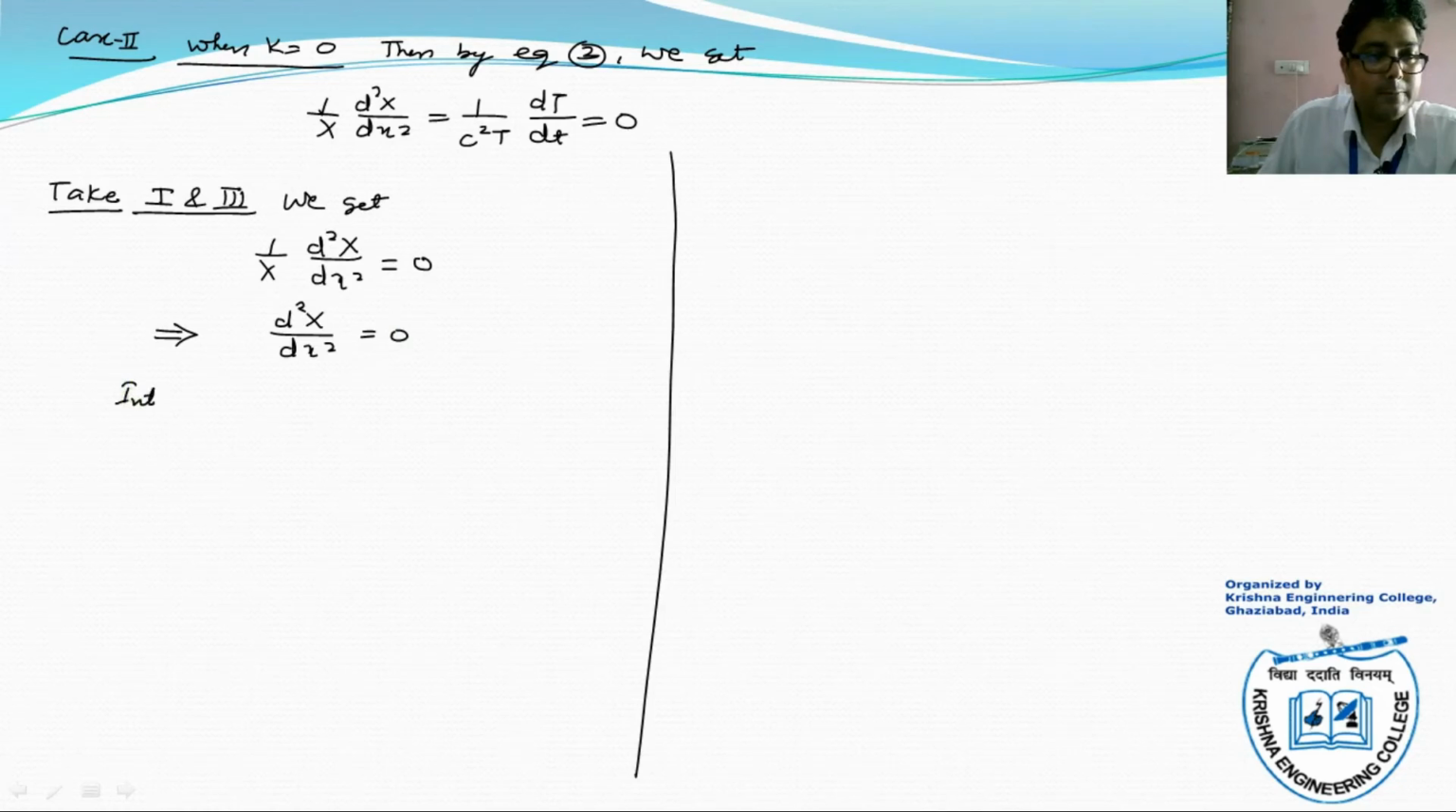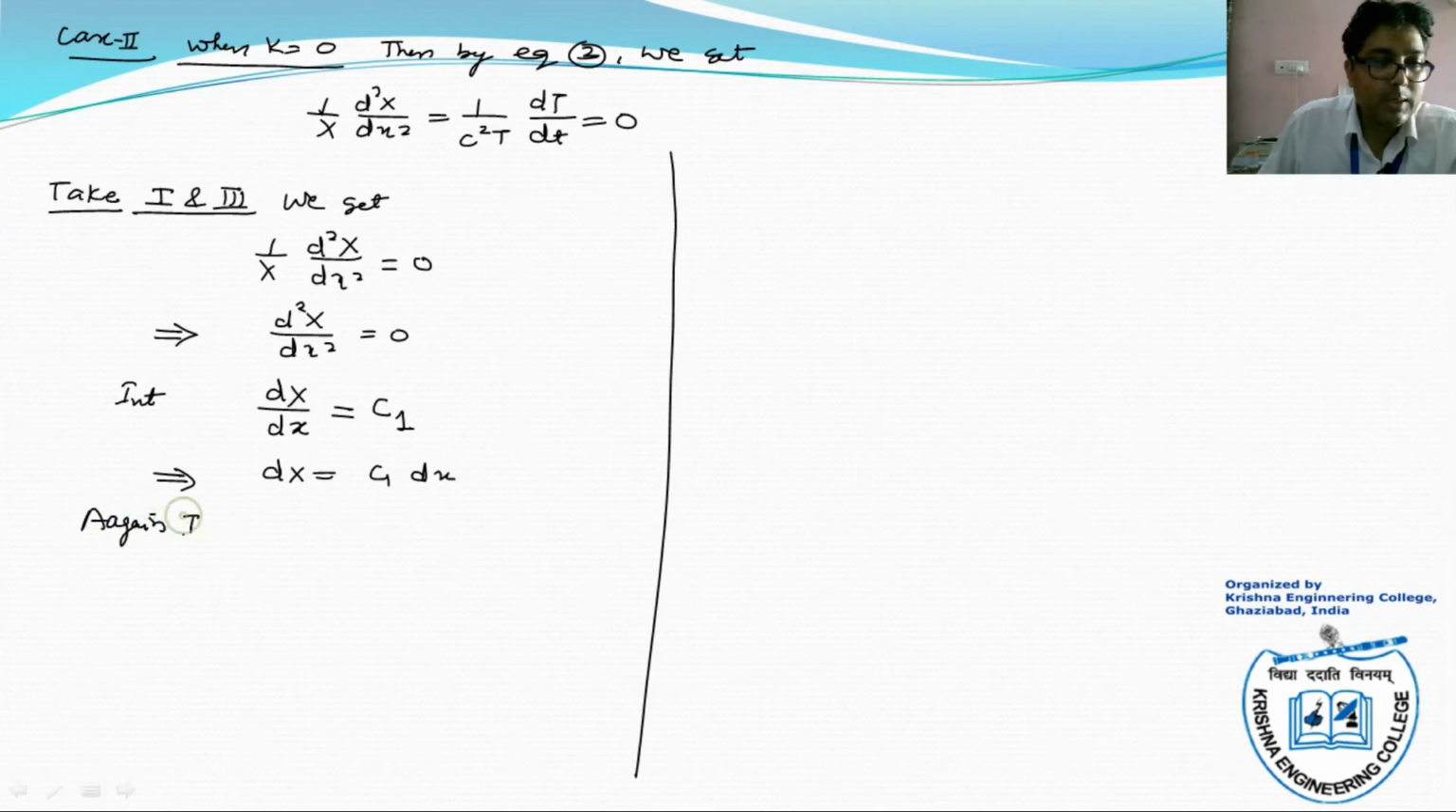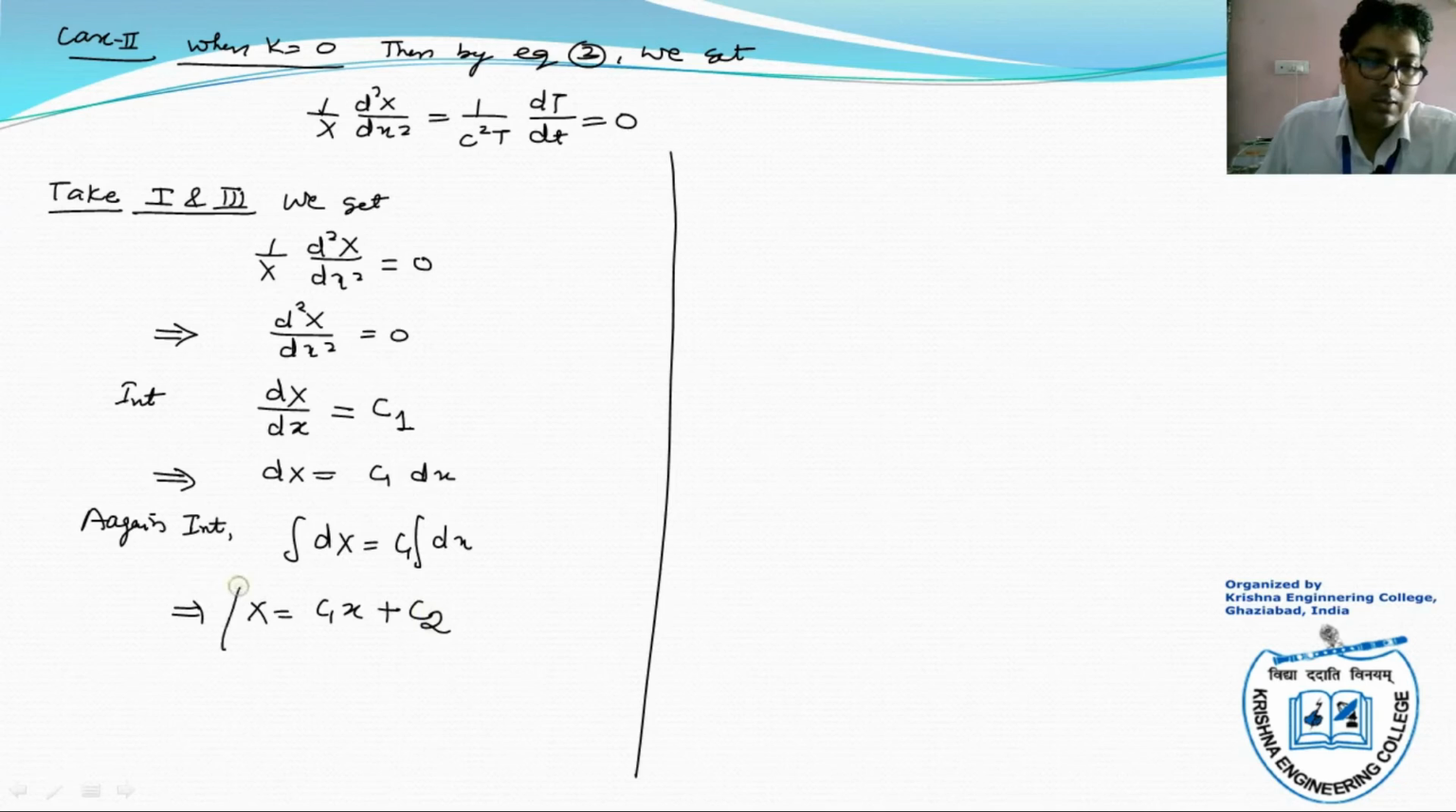Integrate. d capital X over dx is equal to a constant of integration, suppose c1. So this can be written as d capital X is equal to c1 into dx. Again integrate, we get capital X is equal to c1x plus c2. c2 is another constant of integration.